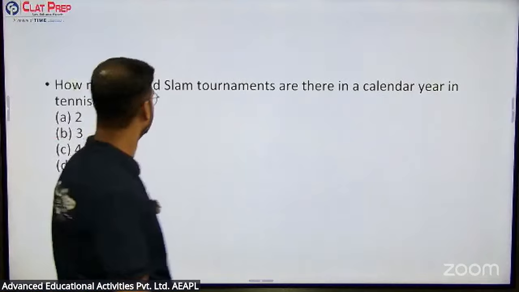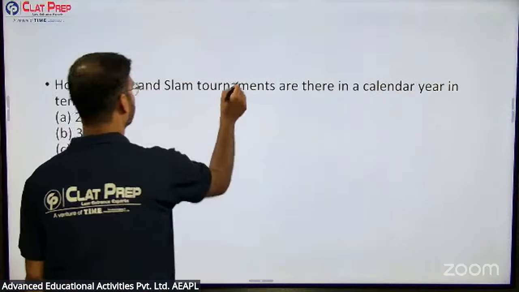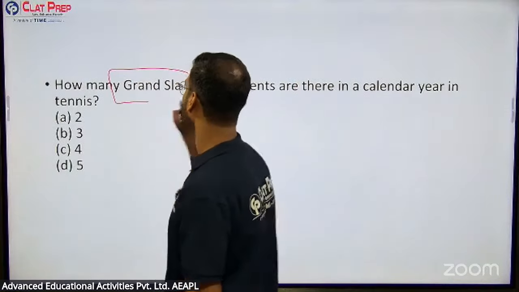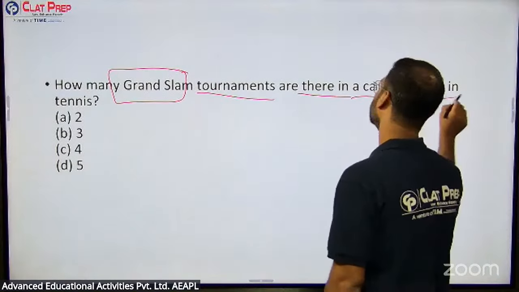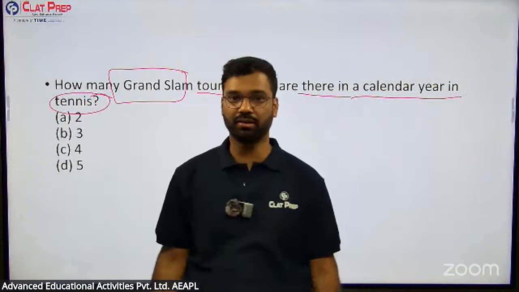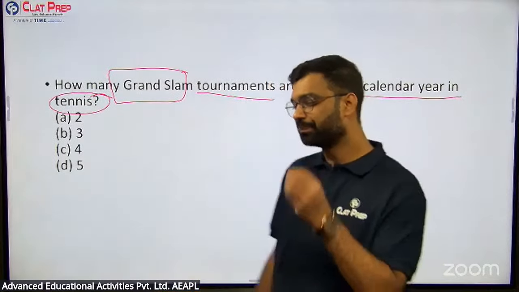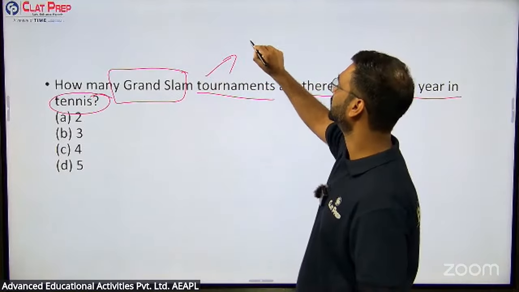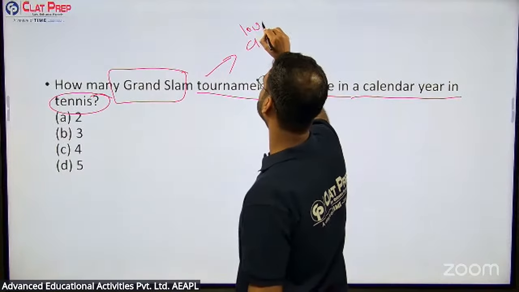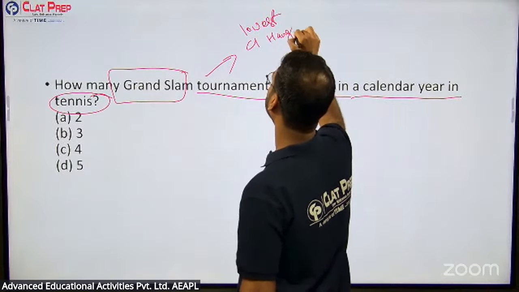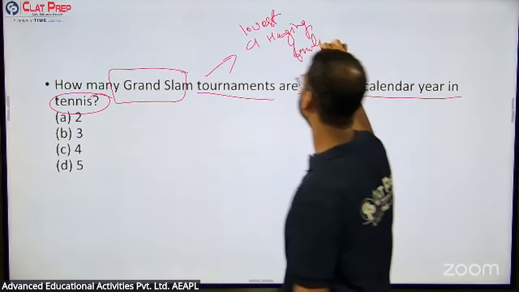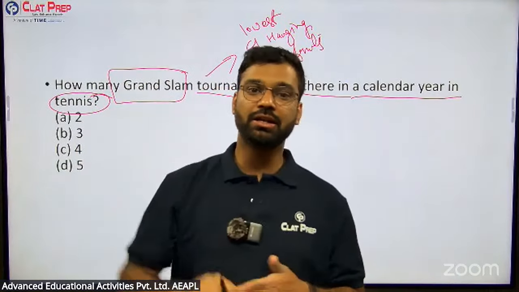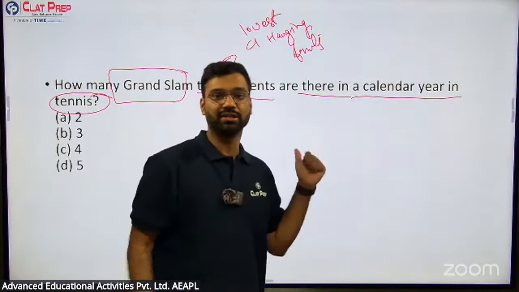Right. Moving on. Now this question is based on tennis. It asks how many Grand Slam tournaments there are in a calendar year in tennis. It's a very basic question on tennis. Even if you have some idea about tennis, you will be able to answer this. These types of questions are called the lowest hanging fruits. These are the type of questions which you cannot afford to miss. These are the questions which should be attempted by everyone. These are easy questions where everyone should know the answer and get it correct.